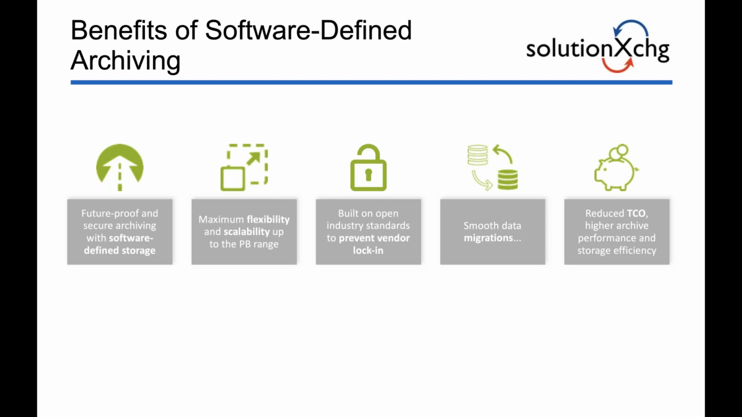And overall, you're reducing your total cost of ownership by achieving higher archive performance and more storage efficiency, because you can use the storage technology that you're using for other use cases in your environment, and you just leverage a subset of that equipment's capacity for the SAP archiving scenario. You don't have to invest in a specific device for that use case only.